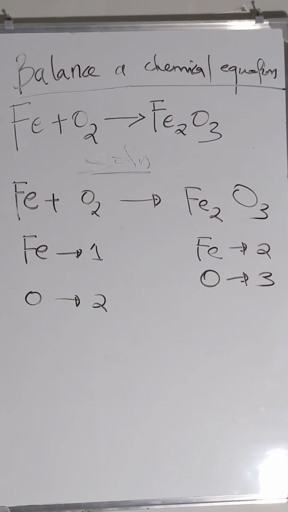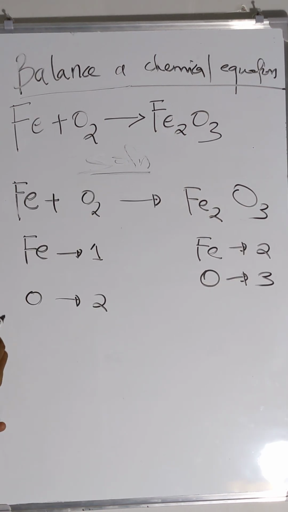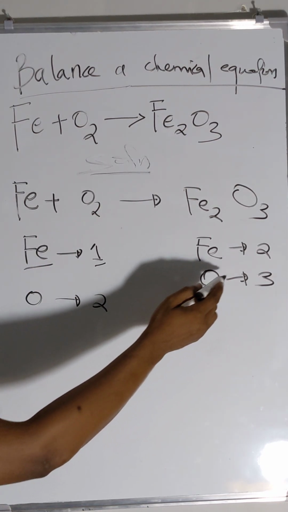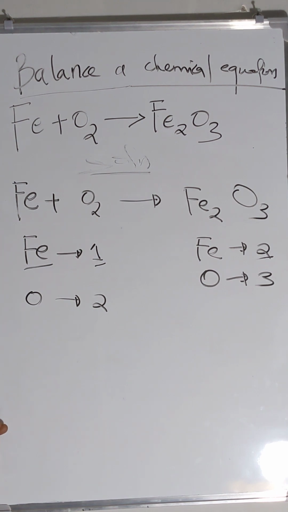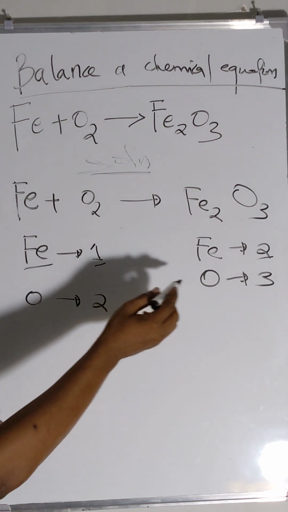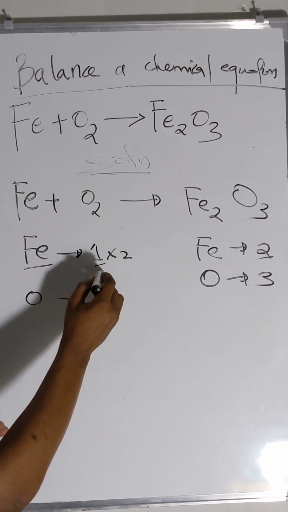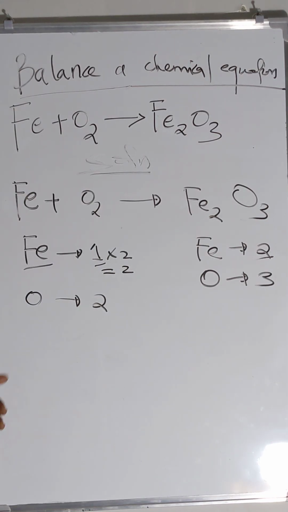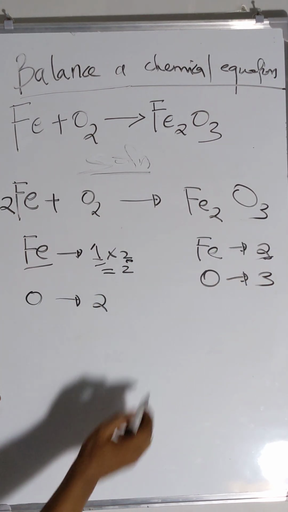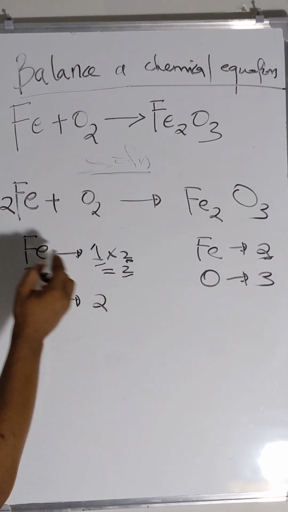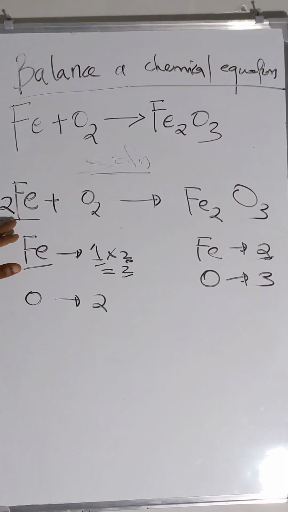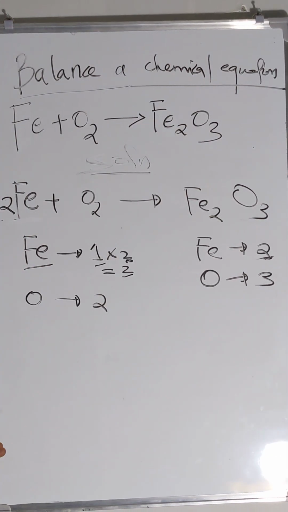now to start balancing, we always start with the first element. So we have 1 iron. Here we have 2 iron. So in order to have 2 iron like that, we multiply it by 2. Now we get 2. So this number multiplied, we put it here. All right. Therefore, we have 2 iron on the right side and we have 2 iron on the left side. So that's balanced. How about oxygen?